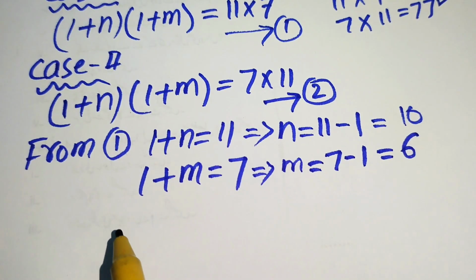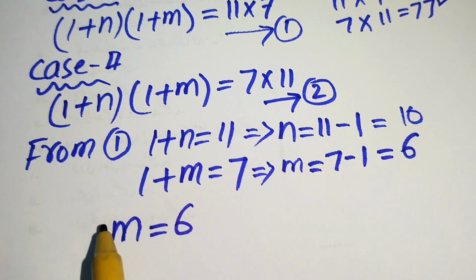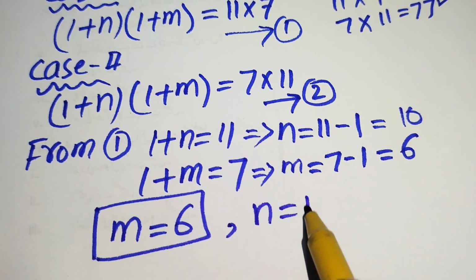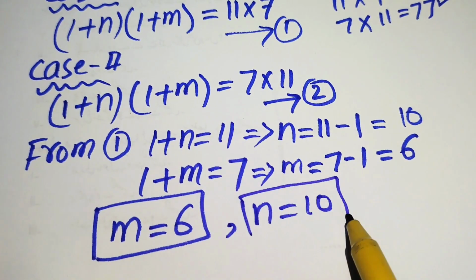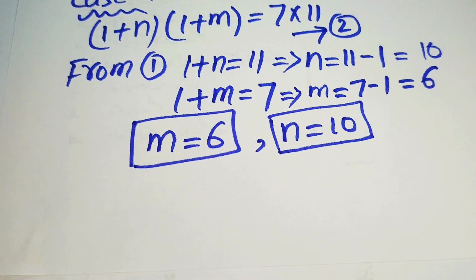So in the first case we get the value of m equals 6, and we get the value of n equals 10. So these are the two values of m and n from the first case. And similarly we solve the second case.